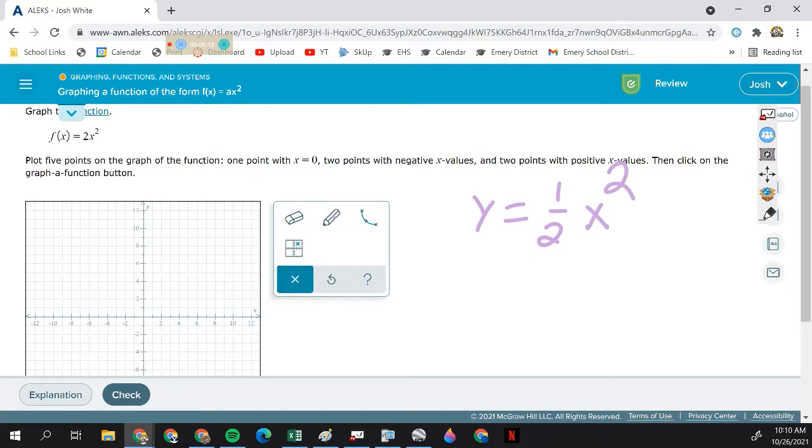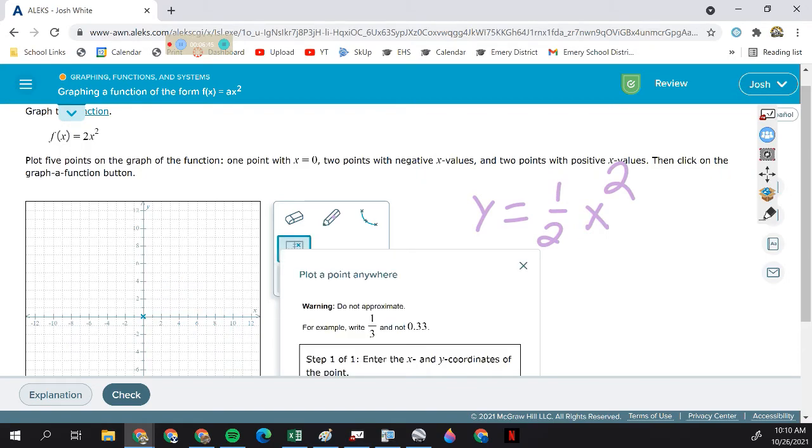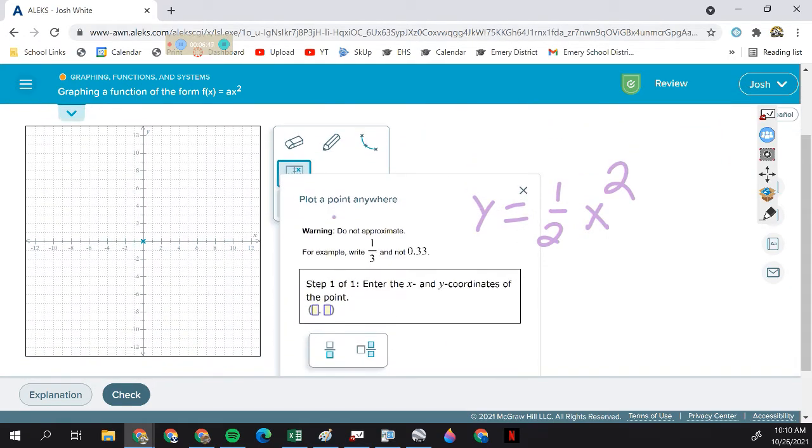Well, you have to use this button, and it will ask you, what do you want the point to be? So I'm going to do 1, 0.5. Or you could type in 1/2. That would work too. Okay, and then you can see it stuck that point on the graph for me.